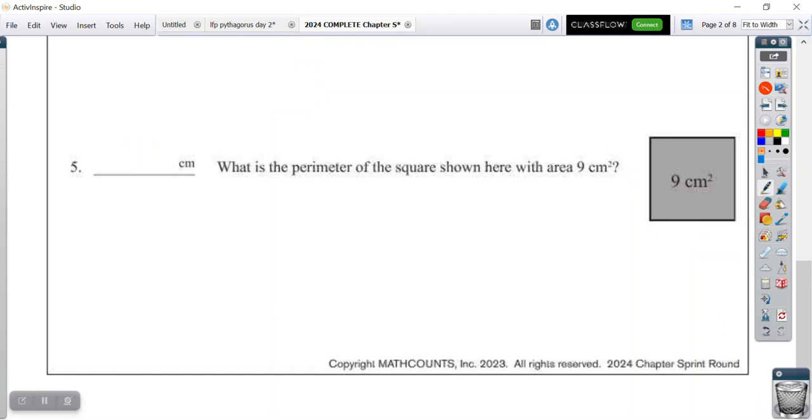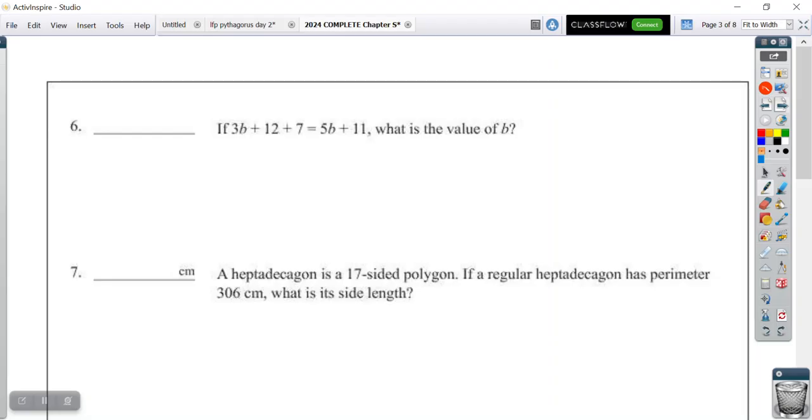All right, moving on to number 6. If 3b plus 12 plus 7 is equal to 5b plus 11, what is the value of b? This is just a classic solving linear equation, so here we go. So I'm just going to add these together, right? So we have 19, 3b. I'm going to subtract 3b from both sides.